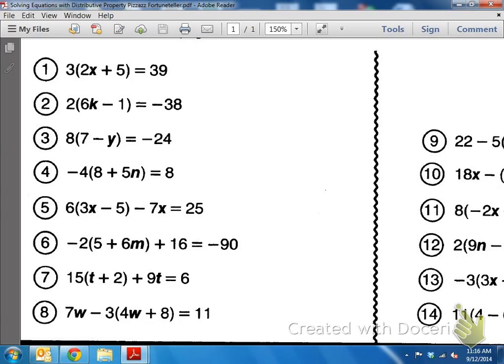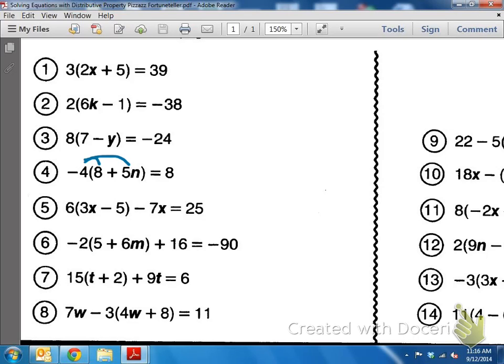All right, here's another example, number 4. On number 4, I notice that there's a negative on the outside of the parenthesis this time. So when I distribute, got to make sure I keep the negative. All right, so let's go ahead and distribute the negative there.